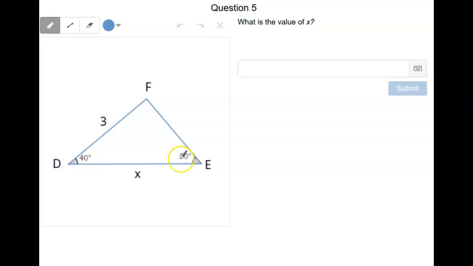So we know that 40 plus 50 is 90, which means that this other angle up here must also be a 90-degree angle. So we can use our trig functions.